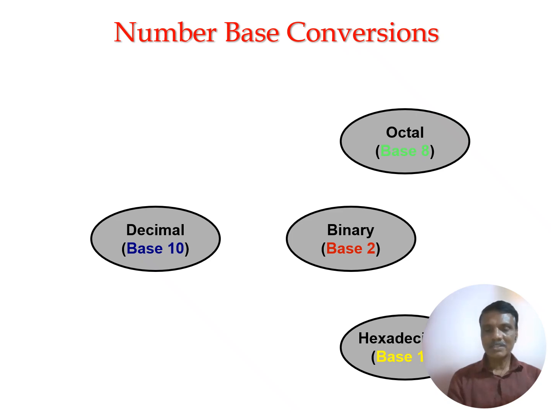Next, number base conversion, that is, converting one number system to another number system. How do we convert one number system to another type of number system? For example, what we have discussed so far, all 4 number systems are there: decimal number system, binary number system, octal number system, hexadecimal number system.